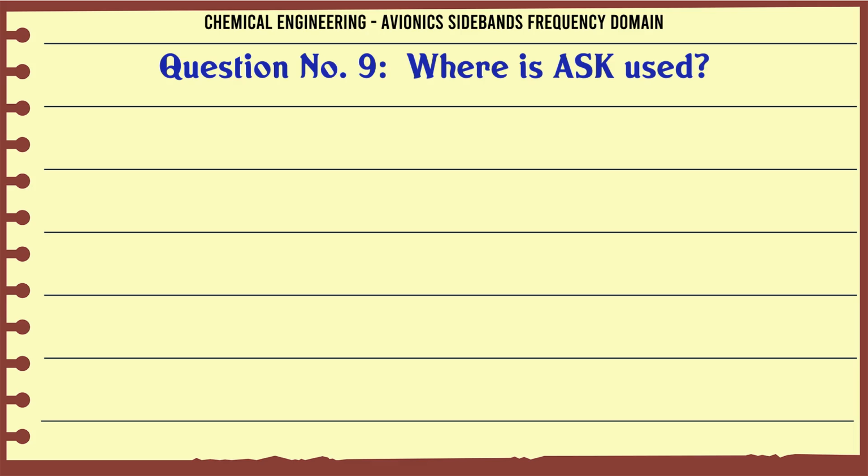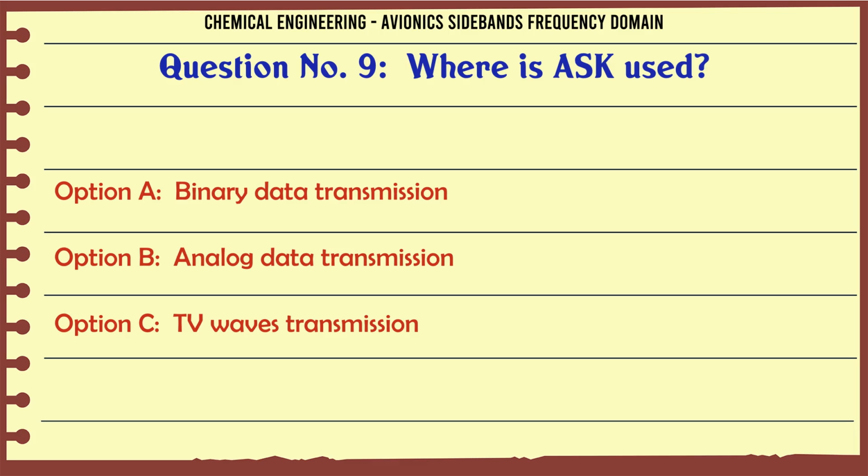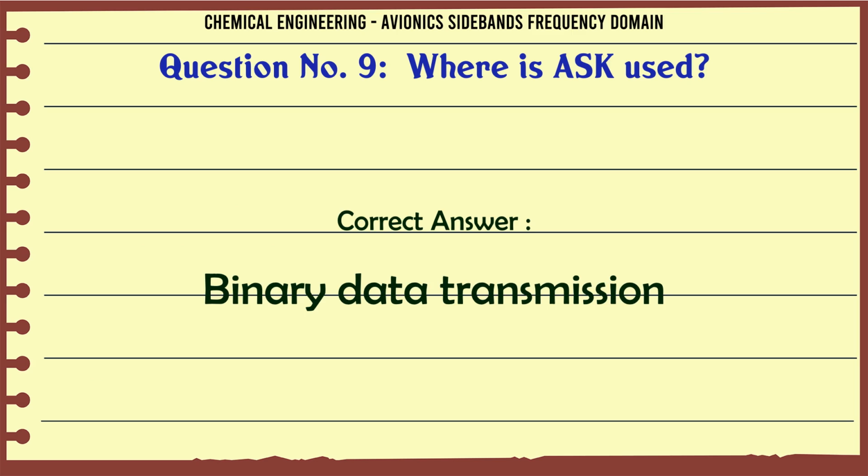Where is ASK used? A: binary data transmission, B: analog data transmission, C: TV waves transmission, D: audio signal transmission. The correct answer is binary data transmission.